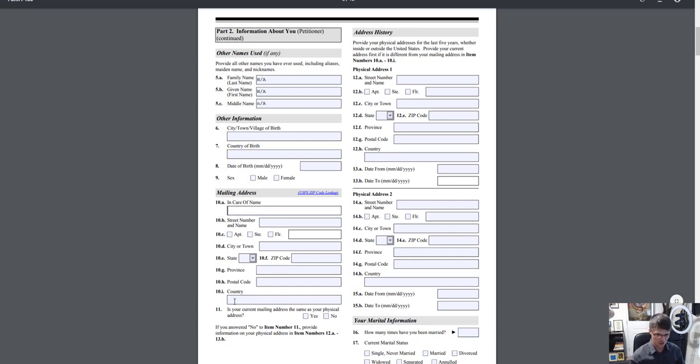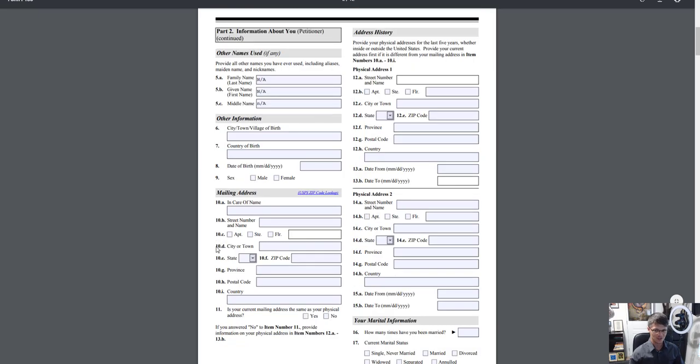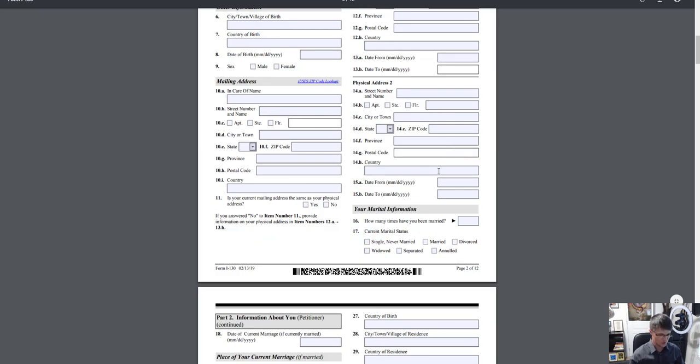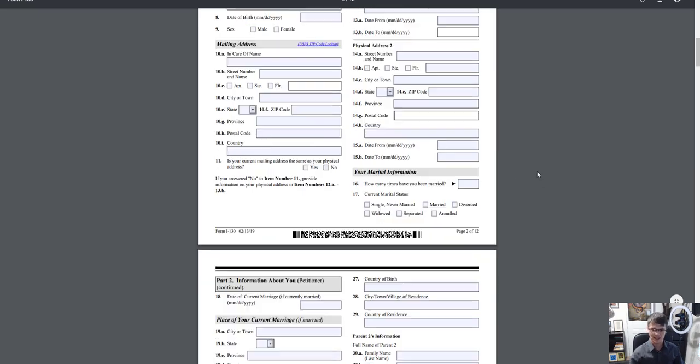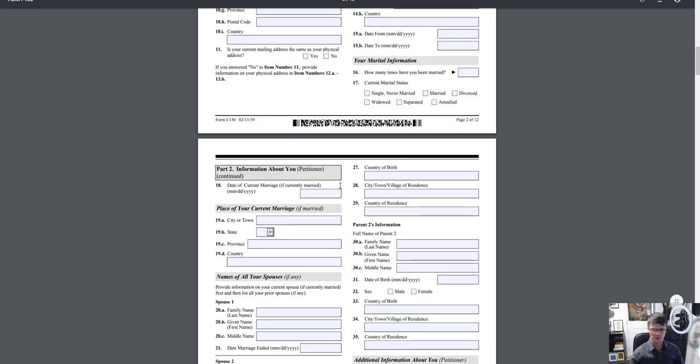Mailing address, understandable. Address history, all your addresses beforehand. So address 1, after this one, then address 2. Most recent addresses, make sure to fill it up. Your marital information, if you're married, separated, divorced, make sure to fill it up here as well.